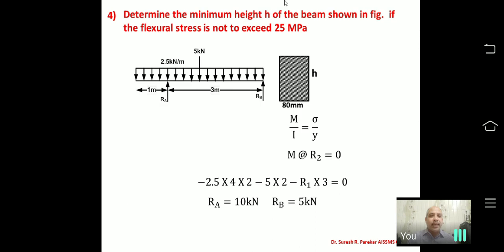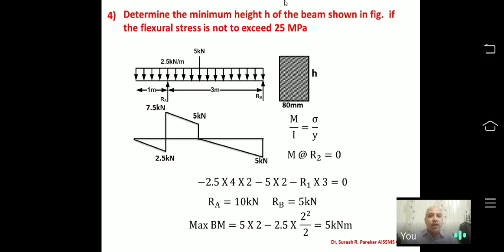Now once I know RA is 10 kilonewton, RB, that is R2, is 5 kilonewton. So the first support is RA, which is R1, and the second is RB as R2. Now that we know these reactions, you can easily find the shear force diagram. So we have to plot the shear force diagram first, starting from the left. At A we have 2.5 into 1, so 2.5. We have RA 10 kilonewton upward, so 10 minus 2.5, 7.5.